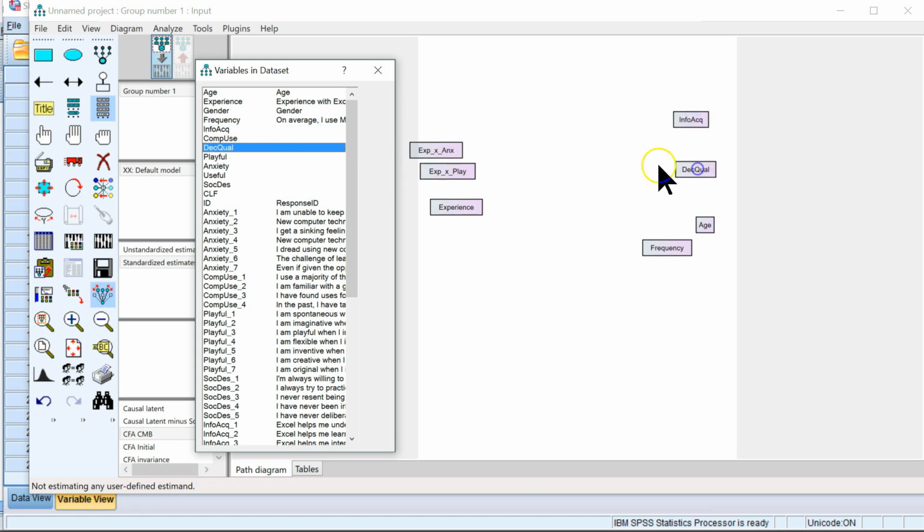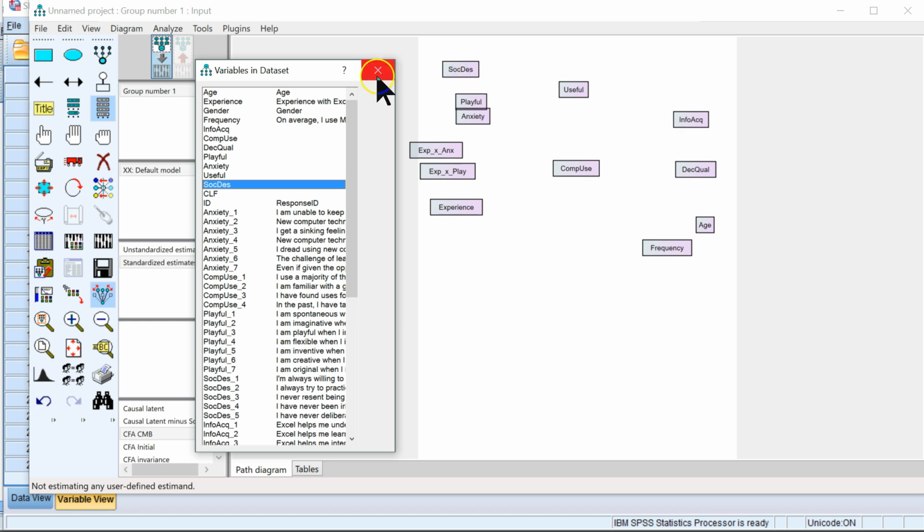Decision quality as a dependent variable. Playful as an independent variable. Anxiety. Usefulness. And compuse. Are we going to be running bootstraps? I can't remember. No. So we can bring in social desirability here and control for it.